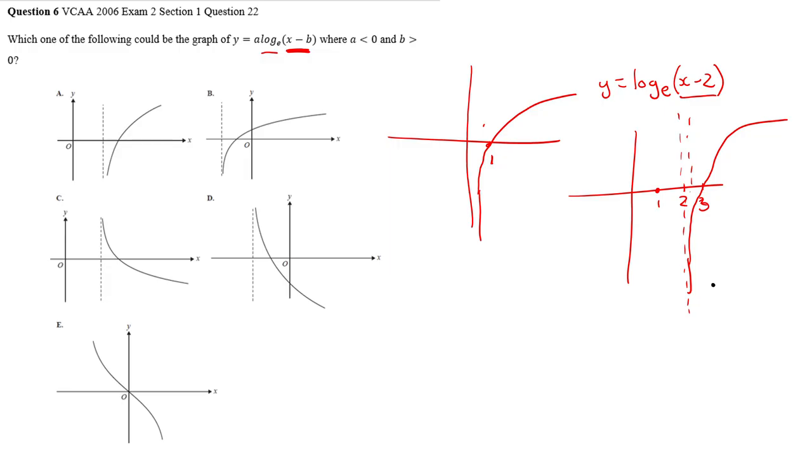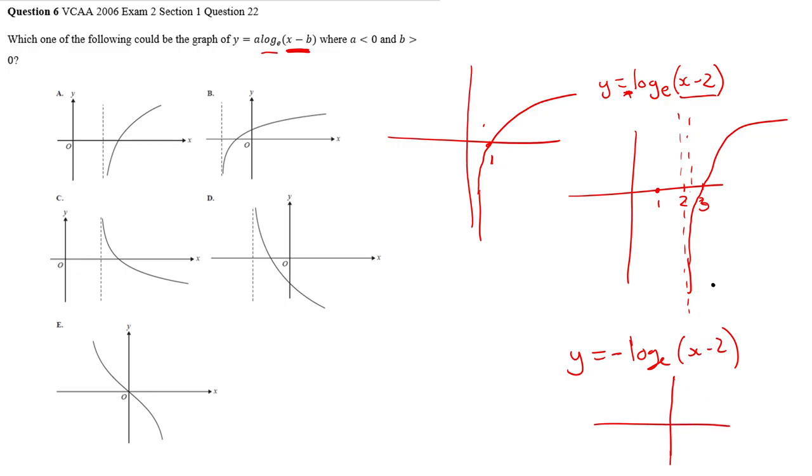The second thing, we need to look at a. And it says where a is less than 0. So if I say less than 0, straight away I know it's going to be a negative. So I need to think about what happens when I have a negative in front. So I'm going to just put y is equal to negative log e of x minus 2. Now that means it's going to be reflected, and this is equal to y, so the y values turn to negative. So it's going to be reflected in the x-axis.